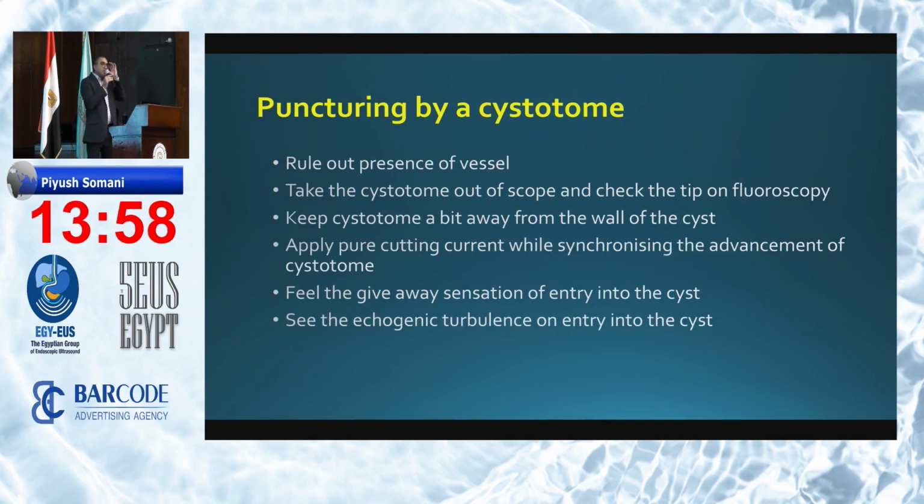Now how should we puncture with the cystotome? So rule out the presence of vessel, the first step. Take the cystotome out of the scope and check the tip on fluoroscopy. Keep it away from the wall. Apply pure cut or auto cut as per the new RB settings. Feel the giveaway sensation of entry into the cyst. See the echogenic turbulence on entry into the cyst. So you will see the echogenic hyperechoic turbulence when the cystotome enters.